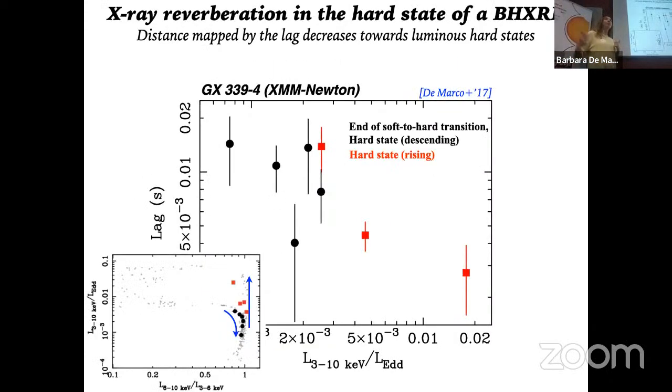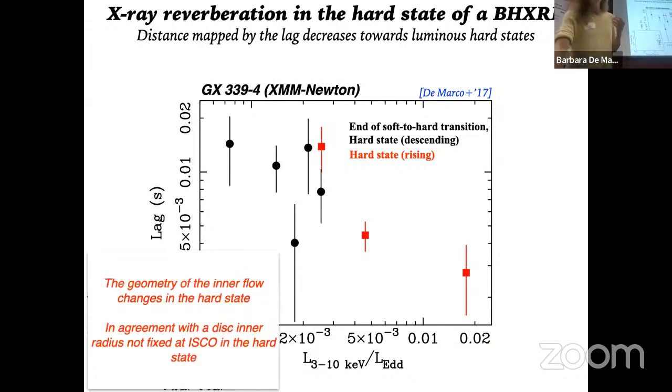So what we did was to go through the XMM archive and look at all sources that were observed, and we searched for reverberation lags because we wanted to use them to map changes in geometry as a function of the accretion state. We found more evidence of reverberation lags in this source, in other observations, and these observations are all in the hard state for GX 339-4. As you see, we observe a scaling of the reverberation lag amplitude as a function of luminosity. This is telling us that as the source rises towards the bright hard state, the reverberation lag becomes shorter. This basically means that the relative distances are getting shorter. So this agrees with the scenario where the inner disk radius slowly approaches the innermost stable circular orbit as the source evolves throughout the hard state.